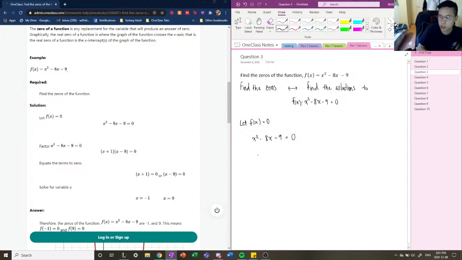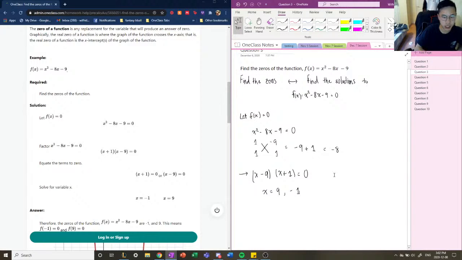We're going to use our cross multiplication method, and I'm just going to briefly cover that. The factors of x squared are 1 and 1, and the factors of 9 could be 3 and 3 or 9 and 1. We're going to use 9 and 1. Since it's a negative number, we're going to use negative 9 and 1. By cross multiplying, we get negative 9 plus 1, which is equal to negative 8. So we've found our factors, which is x minus 9 and x plus 1 equals 0. That means x equals 9 or negative 1. So we have found our zeros, which is x equals 9 and x equals negative 1.